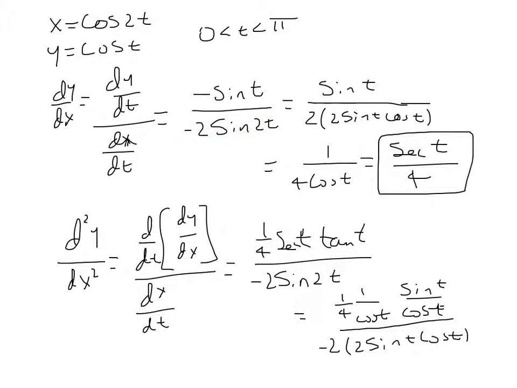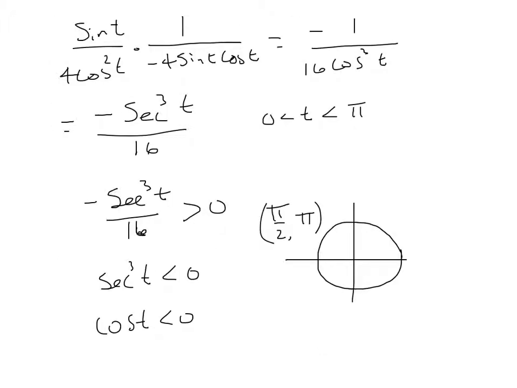And then we can simplify this a little bit, maybe by converting everything to sine and cosine. So we'll make secant t into 1 over cosine, and then tangent into sine over cosine. We still have our 1/4. And then we can write minus 2 sine 2t as minus 2 times 2 sine t cosine t, as we did before. Then we can invert and multiply, so we'll have sine t over 4 cosine squared t times 1 over minus 4 sine t cosine t.